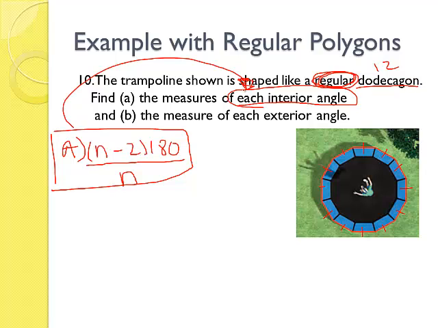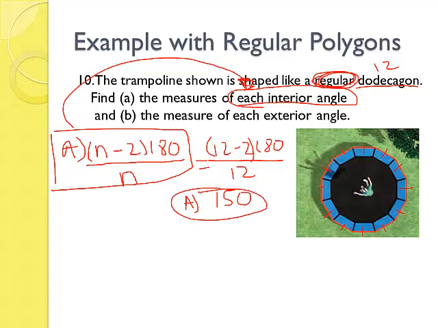In this case, we're working with a dodecagon, so we plug in 12. We have 12 minus 2 times 180 divided by the number of sides, which is 12. If you did that, you should get that the measure of each angle is 150 degrees. So that's A.